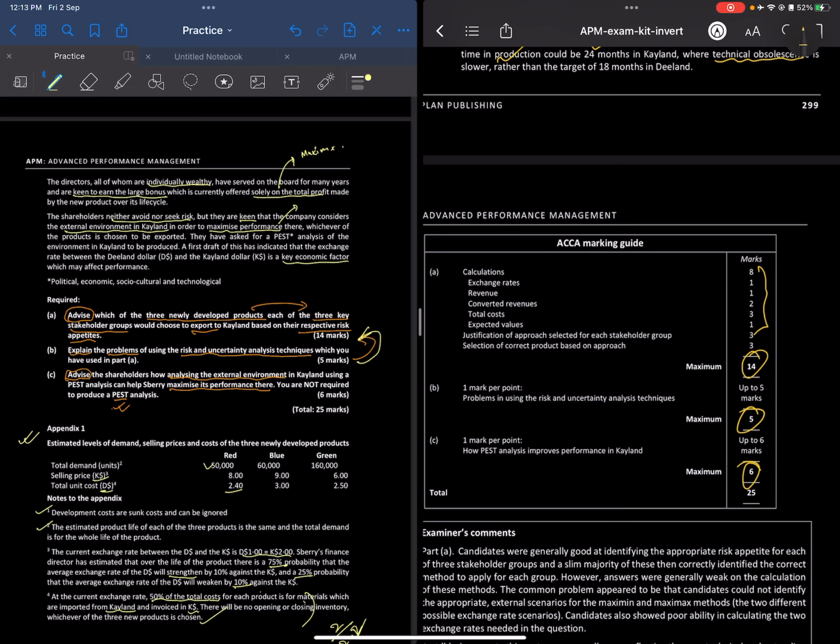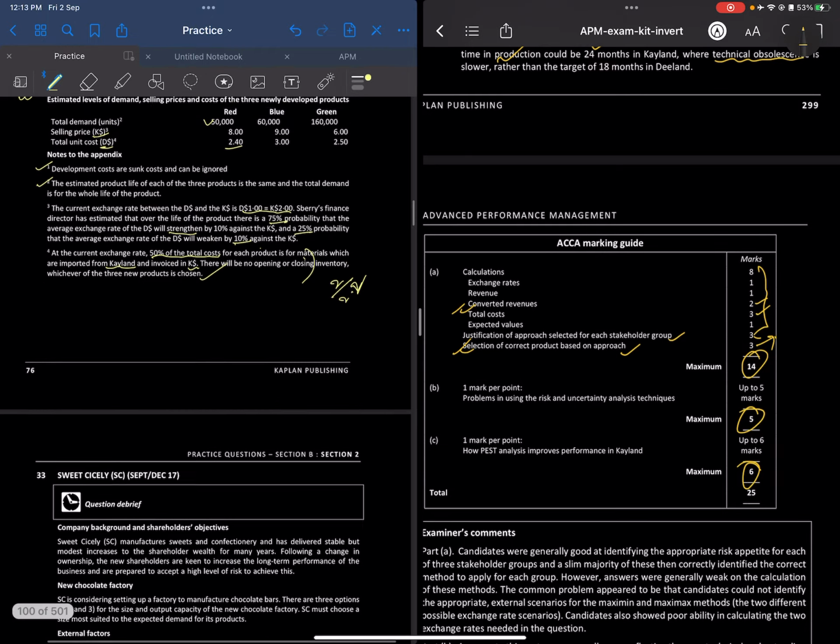And then justification of approach selected for each stakeholder group, and then selection of correct product based on approach, 3 marks. Okay. So total cost is 3. Okay, use marks for calculation. Justification is 3 marks. Okay, 1 mark per stakeholder, and selection of correct product 1 mark, right? So obviously if you get the numericals correct, you would get this particular mark as well.